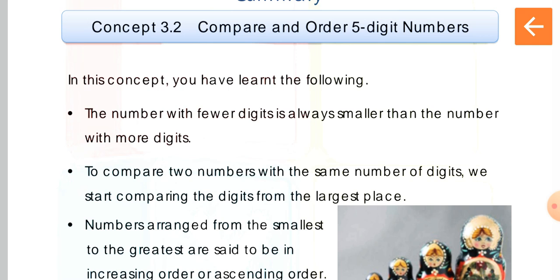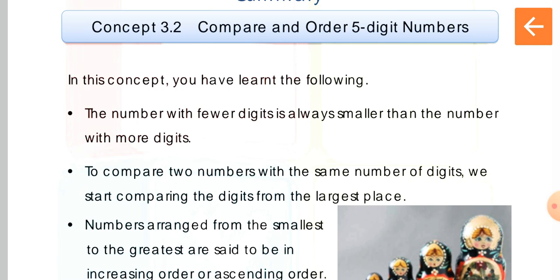Why? Because 26 is having fewer digits, only 2 digits in it, and 326 is having more digits. That is, it has 3 digits in it. That's why the second number is the bigger one. Okay children, so when you get the numbers to compare, you can check which one is having more number of digits. That will be the bigger number.